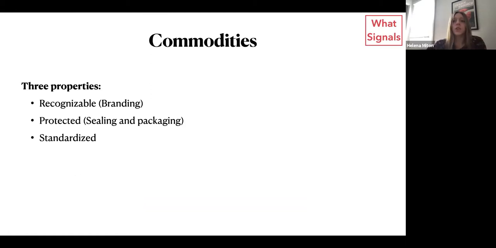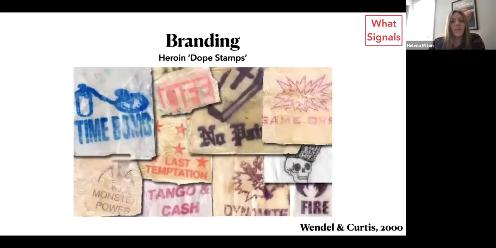So now, moving on to the second big category of cultural practices: commodities have three useful properties that we're going to talk through. They're recognizable, which is usually done through the use of branding. They're protected, which is usually through sealing and packaging. And they're standardized, roughly. Actually, this is probably one of my favorite ethnographies ever. It's a wonder, and I really recommend reading it.